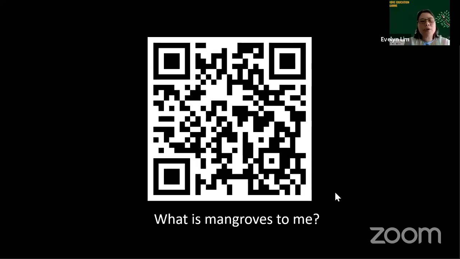Okay, so if you are clear, you can actually snapshot this QR code before I leave this page and go into the page that we will be sharing together. All that you think, all that you feel, all that you want about mangroves, okay? I give you about 30 seconds for you to screenshot this QR code, yeah?